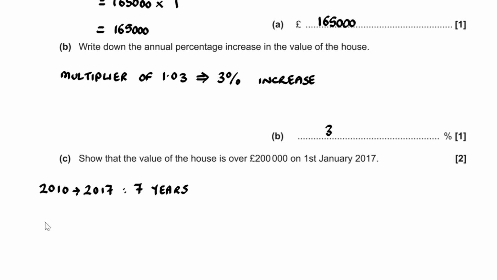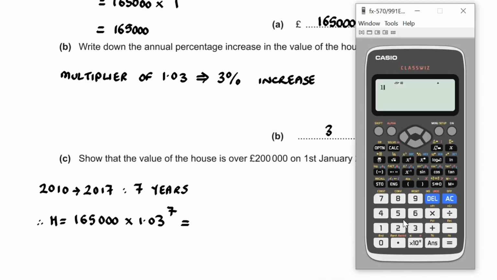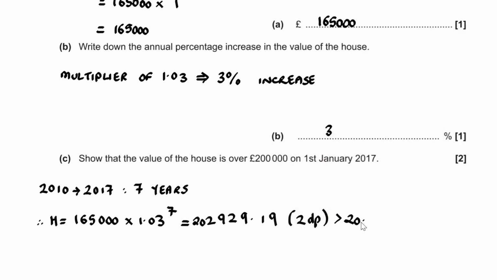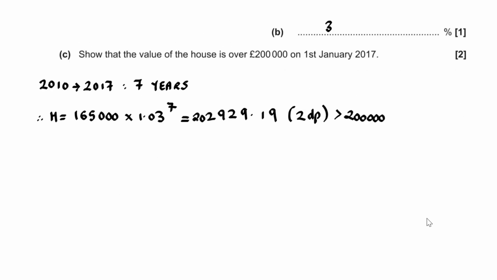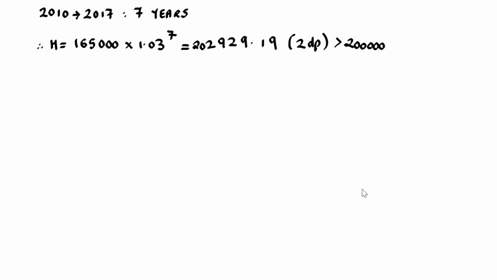And therefore what we have here is the value H equaling 165,000 times by 1.03 to the power of 7, which is 202,929.19 to 2 decimal places. And what you can see here is this is indeed greater than the 200,000, and therefore that's exactly what we wanted to show.